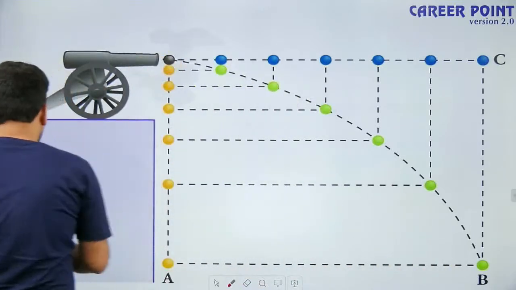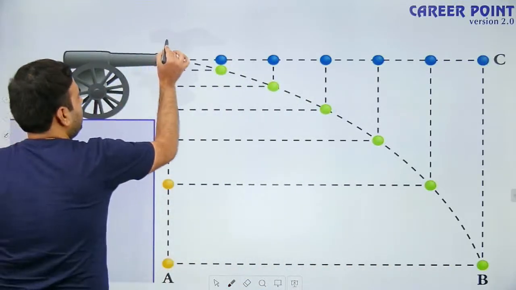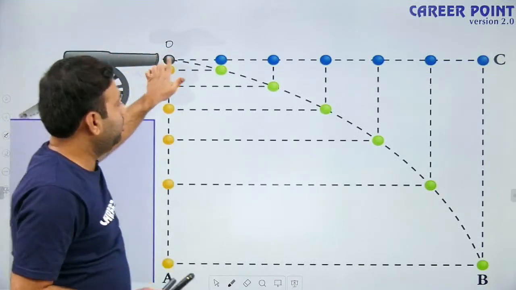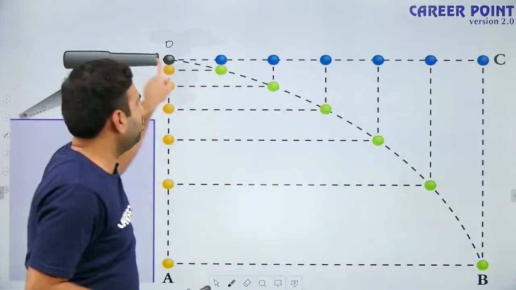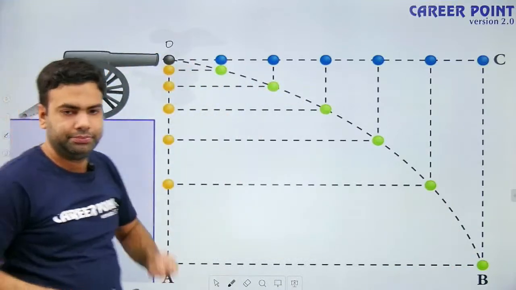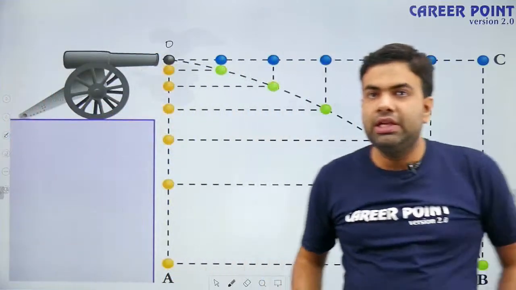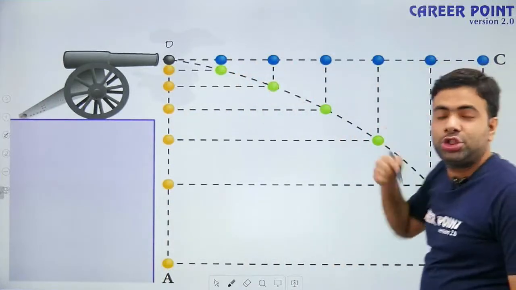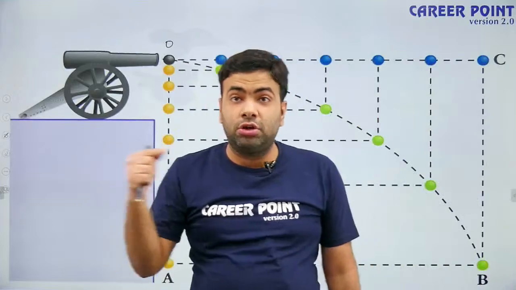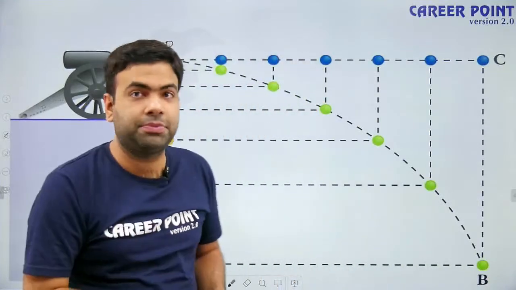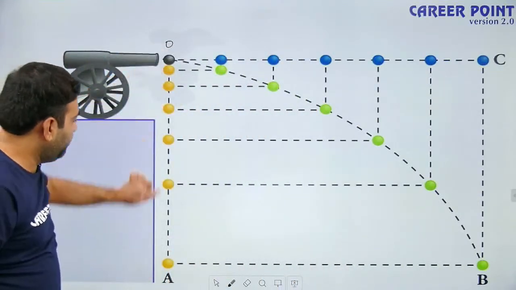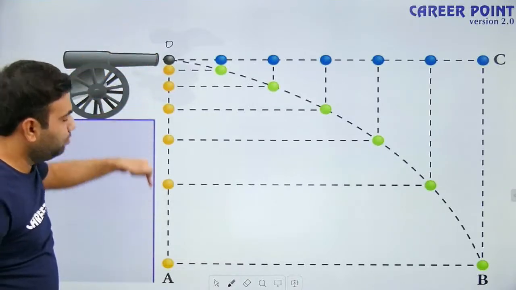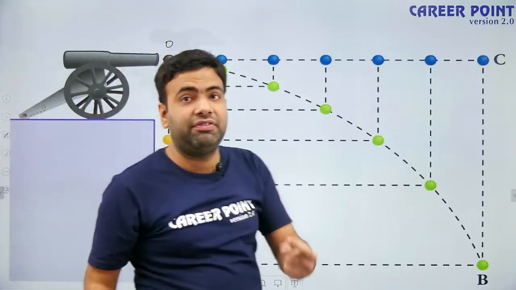If this is the point of projection, say point O, the cannon shell's actual motion will be path OB. It will not be OC, it will not be OA. Is it clear? Basically this blue path, OC, is showing horizontal motion without acceleration, and this yellow path, that means OA, is showing vertical motion under gravity.